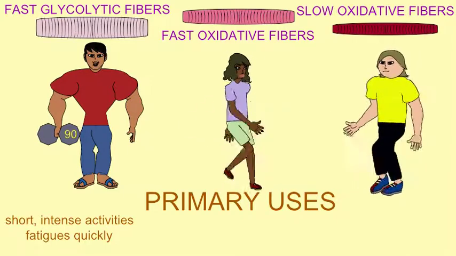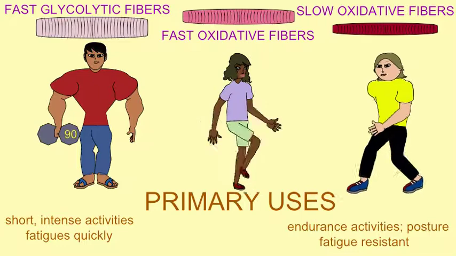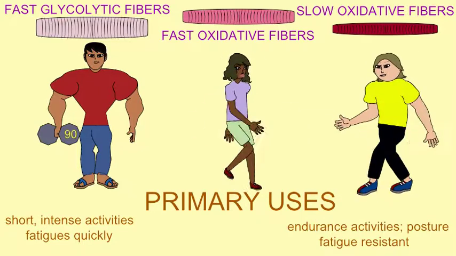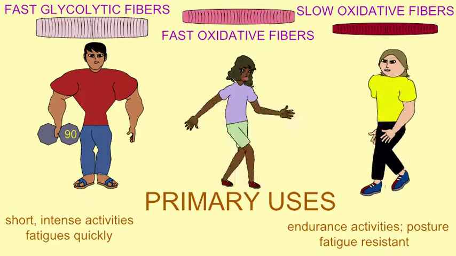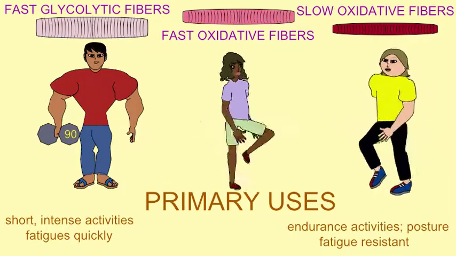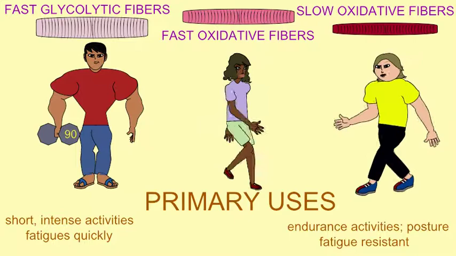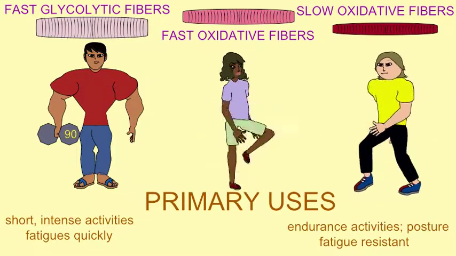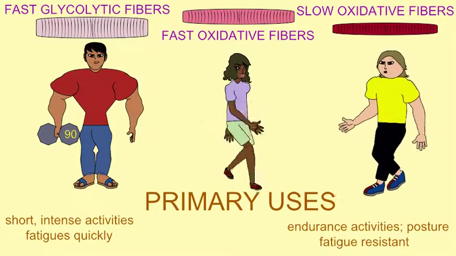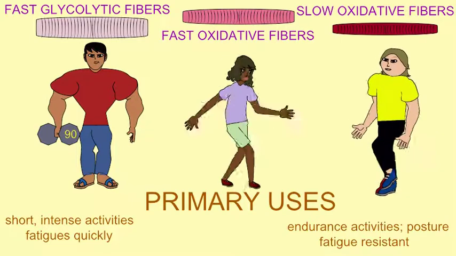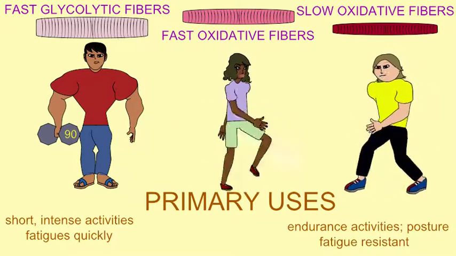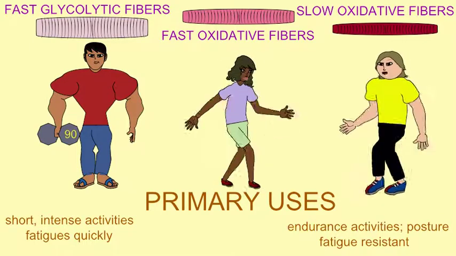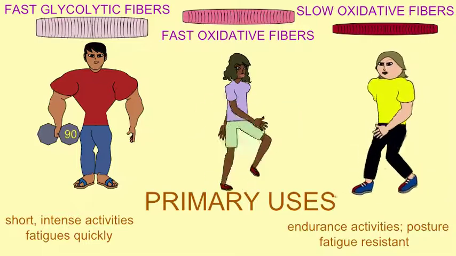short duration. When slow oxidative fibers break down glucose using mitochondrial respiration, the byproducts are carbon dioxide and water. These do not damage the muscle cells like lactic acid would, and so therefore these muscle cells are fatigue resistant, and we use them in activities which require endurance and last a considerable amount of time.